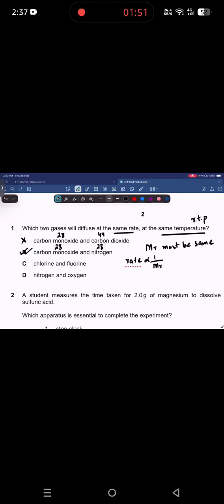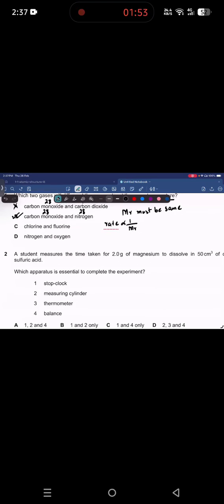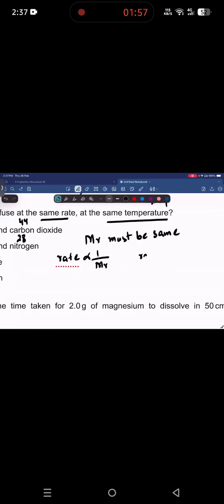Now, the rate of diffusion is directly proportional to the temperature of a gas. Another thing, for the temperature, the rate of diffusion is directly proportional to the temperature of a gas, but the main factor to check the rate of diffusion is the Mr, the molecular mass of a gas.